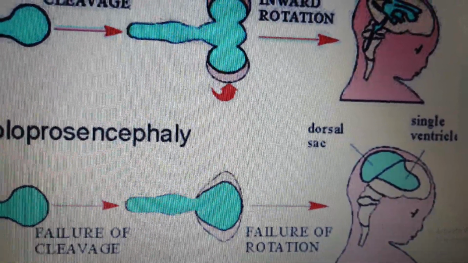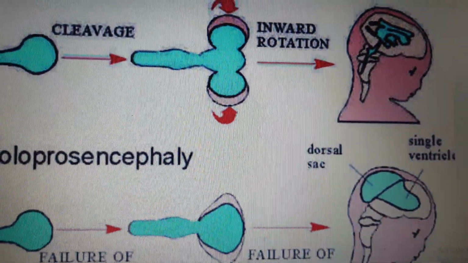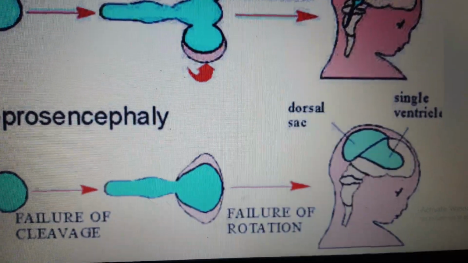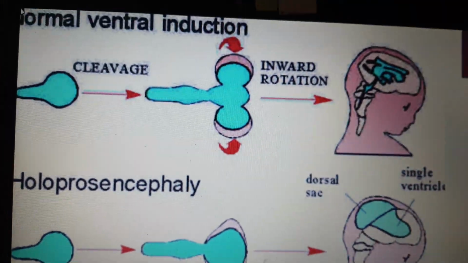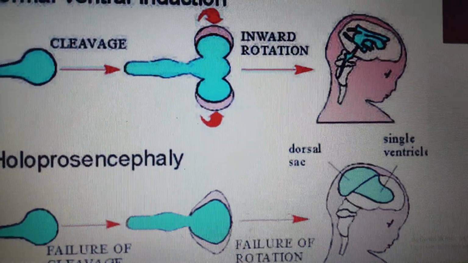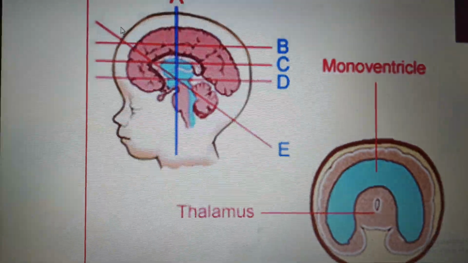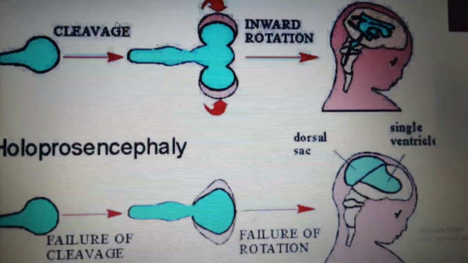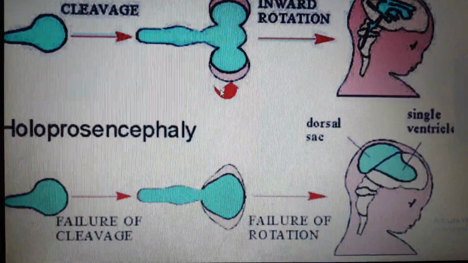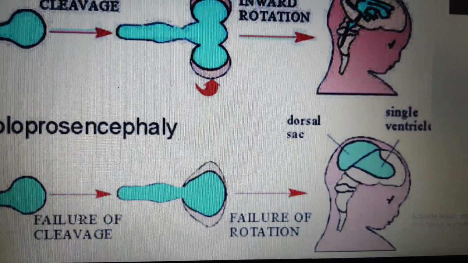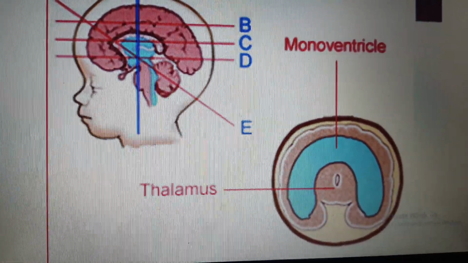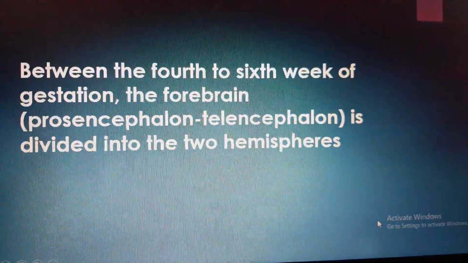Of course, we should have two cerebral hemispheres, and when there are no two cerebral hemispheres, there is what's called failure of rotation. As you can see here, at first there is normal ventral induction, which produces this cleavage, and then there is inward rotation, as you can see in this picture, so that it ends in two cerebral hemispheres. But in holoprosencephaly cases, there is failure of cleavage and failure of rotation, so there will be just an alobar appearance, and this is in the most severe forms.